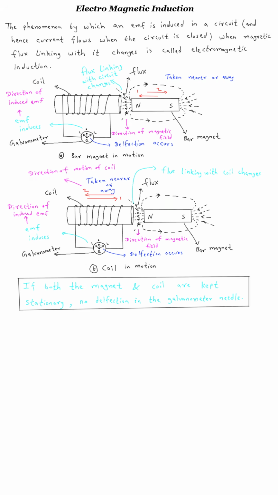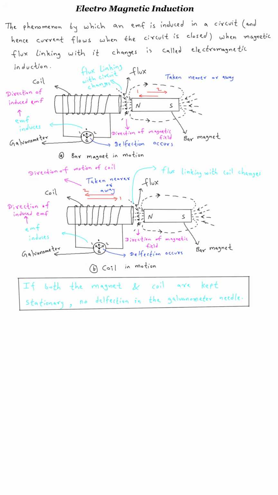Next, let's move to part B of the image. Here, the coil is in motion, while the magnet is kept still. When we move the coil toward or away from the magnet, the magnetic field linking with the coil also changes. This again leads to a change in magnetic flux, and similar to the first case, an EMF is induced in the coil and a current flows, which is shown by a deflection in the galvanometer.